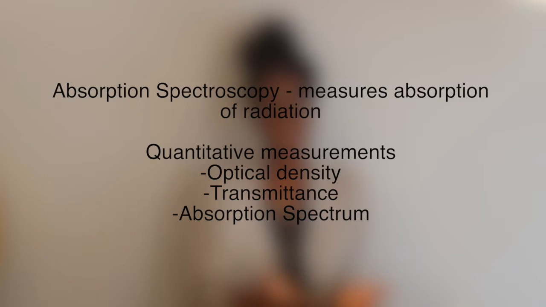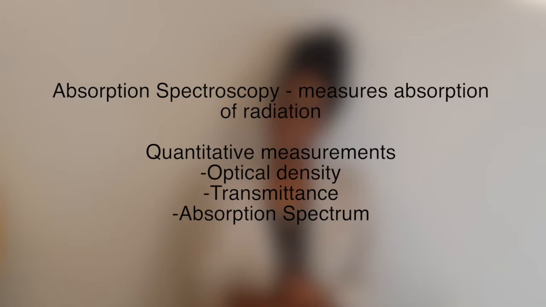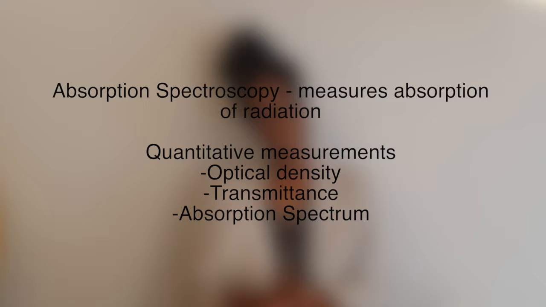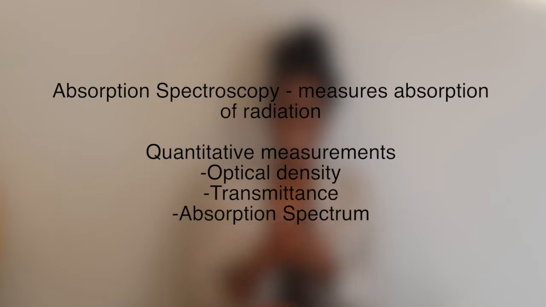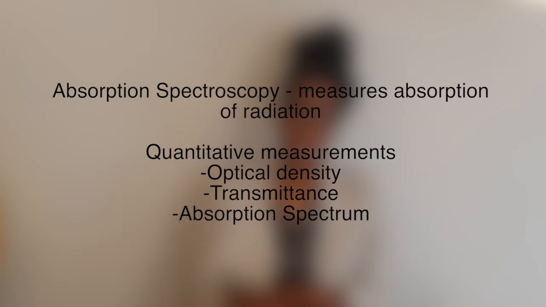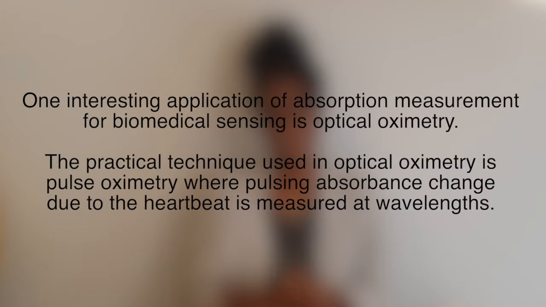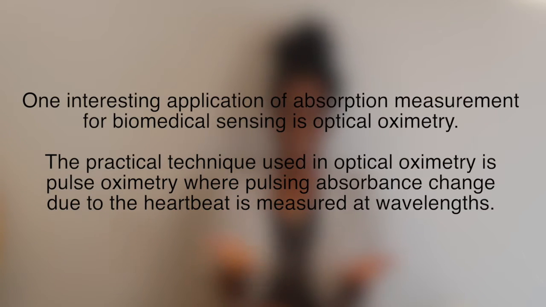There are different types of optical spectroscopy, but let's start with absorption spectroscopy. Absorption spectroscopy measures absorption of radiation, and from there, we can measure the optical density, the transmittance, as well as the absorption spectrum. The absorption spectrum is a very important quantitative measure to evaluate the optical properties of different solutions. It provides several types of information, such as the concentration of the solute, the shapes or size of the suspended materials or particles, as well as the different biological activities that could be happening. The linear relationship between the absorbance and the concentration of an absorbing species is described by Beer-Lambert's law.